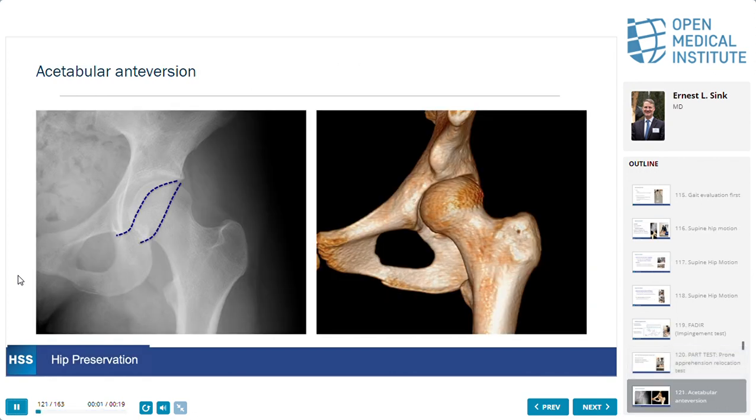So here's acetabular anteversion, where you can see the anterior wall is minimal. CT shows under coverage in the front. This is not an impinging hip. This is from instability. See anterior wall, posterior wall, and not coverage.